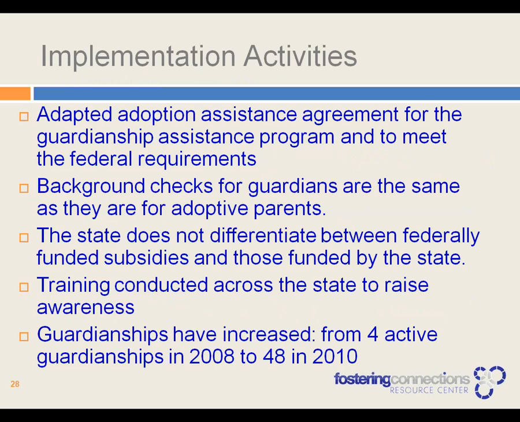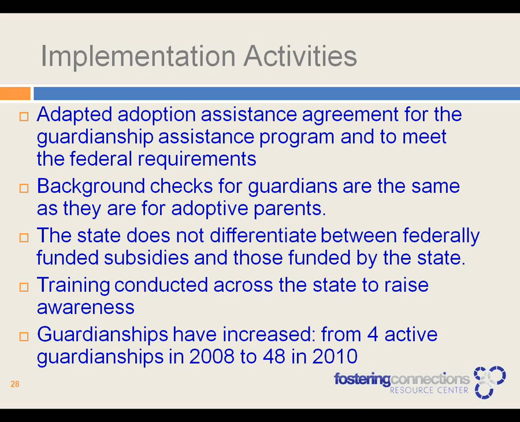So we adapted our adoption assistance agreement. In doing so, and getting our 4E subsidy approved, we adapted our adoption assistance agreement to meet the program requirements for federally subsidized adoption subsidy agreements. The background checks for guardians were the same as those for adoptive parents. We really tried to make the two programs parallel, because we recognize both adoption and guardianship as kind of parallel permanency standards.